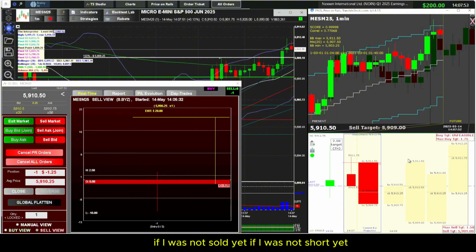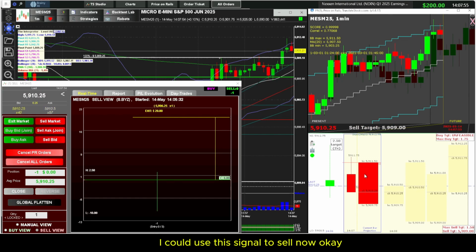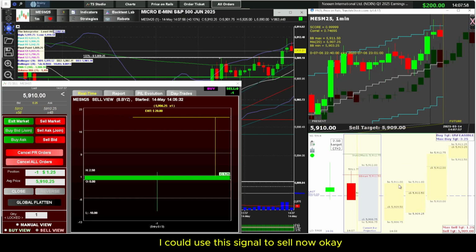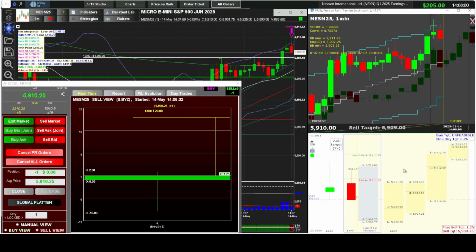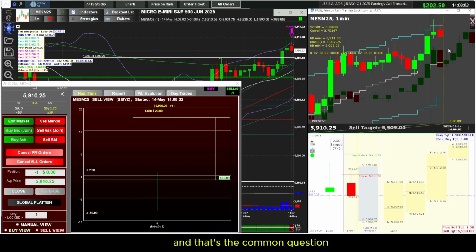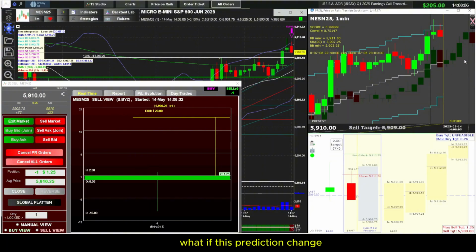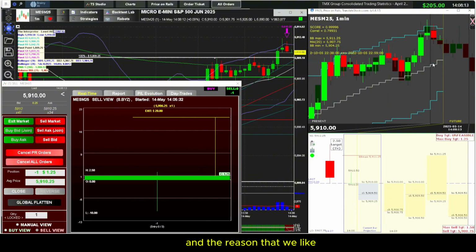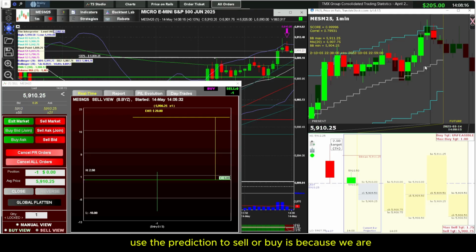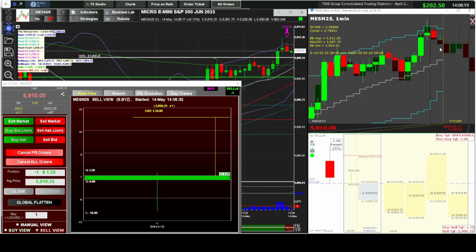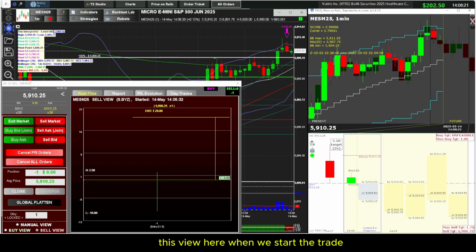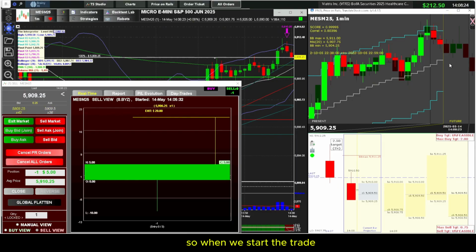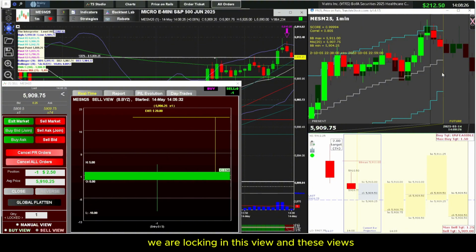If I was not short yet, I could use this signal to sell now. Okay, this is a sell signal. And that's the common question. What if this prediction changes, because it changes every second? The reason that we use the prediction to sell or buy is because we are locking in this view here when we start the trade.